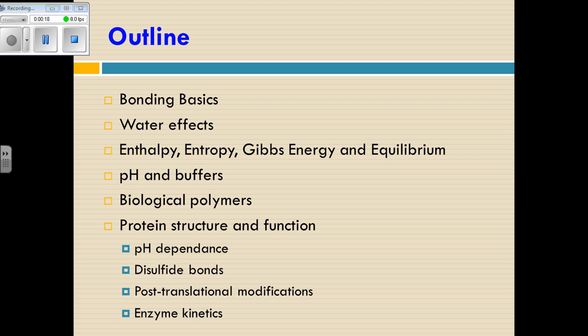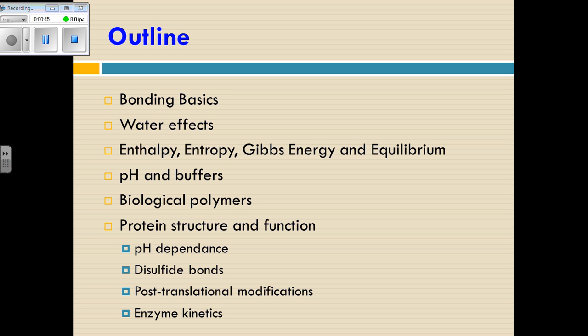A couple of things that we're going to go over is some basics of bonding that you may have learned in a chemistry or biochemistry class before, the effects that water can have, especially on proteins, and how enthalpy, entropy, and the Gibbs energy are all related to equilibrium. We're going to talk a little bit about pH and buffers that are so important in biological systems, and then we're going to talk about the major biological polymers, and we're going to spend the most time on proteins, but we're going to talk a little bit about lipids as well.